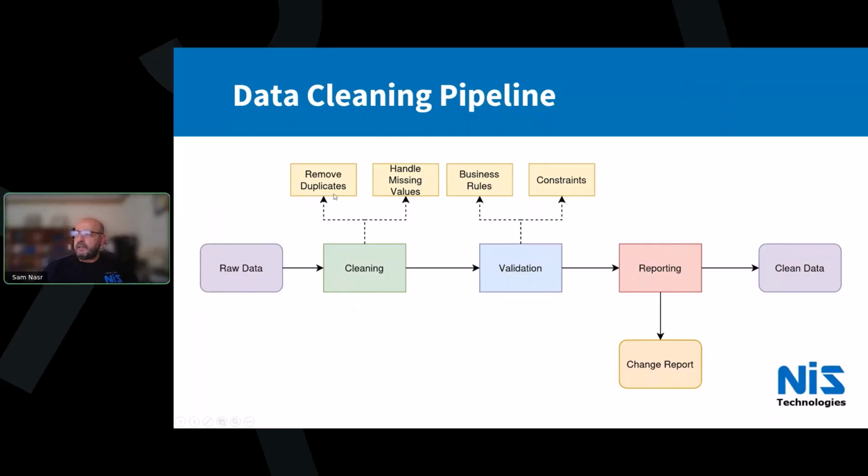Then I do my cleaning, which encompasses removing duplicates, handling missing values. Then I want to validate it to make sure that everything falls within the business rules and the constraints. And then I want to document it or report on the number of records processed, the number of missing values that were either accommodated or removed. And then in the end, I have clean data that could then be fed into my machine learning algorithm.